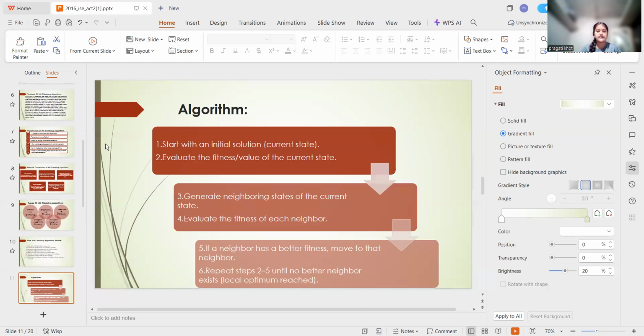The next slide is the algorithm. The algorithm starts with the initial solution, which is the current state. Second, evaluate the fitness value of the current state. Third, generate neighboring states of the current state. Fourth, evaluate the fitness of each neighbor. Fifth, if a neighbor has better fitness, move to that neighbor. And sixth, repeat steps 2 to 5 until no better neighbor exists and the local optimum is reached. This is the hill climbing algorithm.